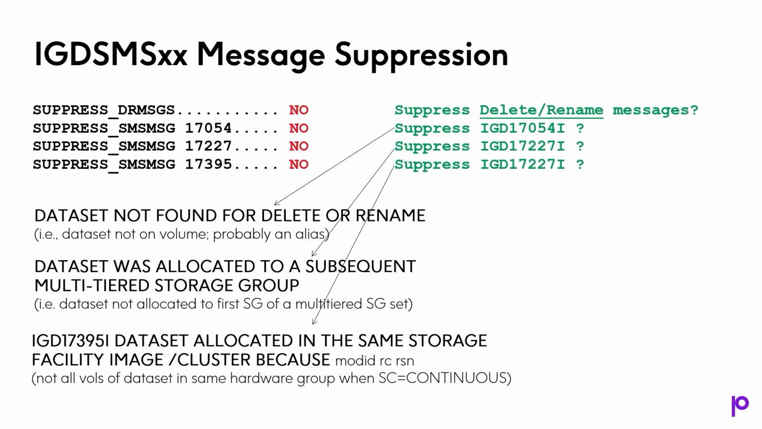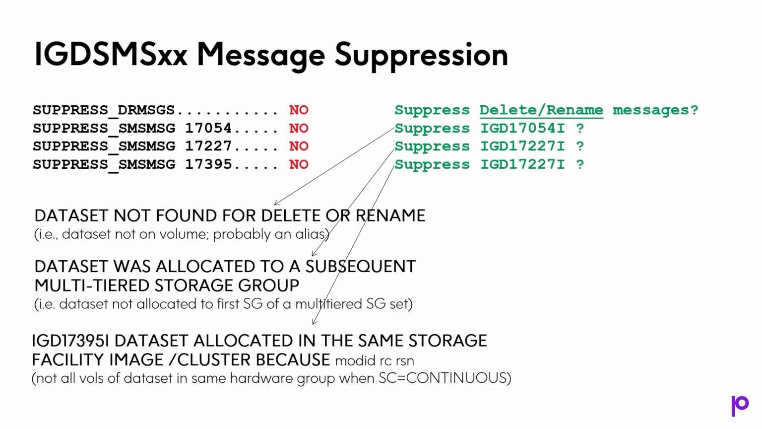There are a few special purpose parameters in IGDSMS for message suppression. There are certain IGD messages, SMS messages, that can come out really frequently, and so you may want to turn those off. IBM has actually gone to the level of saying, I want to suppress these messages that normally come up for delete or rename. Very often at a disaster recovery site, you'll see something like that.